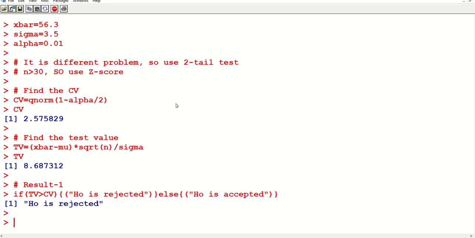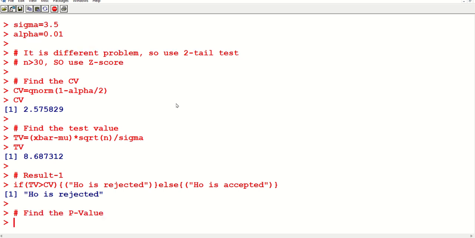Whatever null hypothesis is there, that is rejected. It is telling that the data do not accept the hypothesis. Okay, now what is the next thing? Next thing you can do is calculate the p-value.